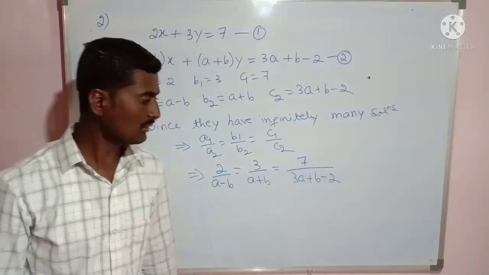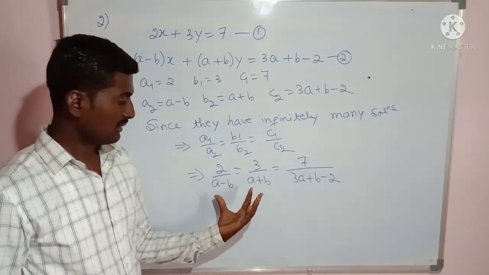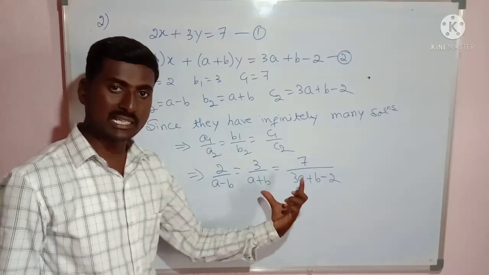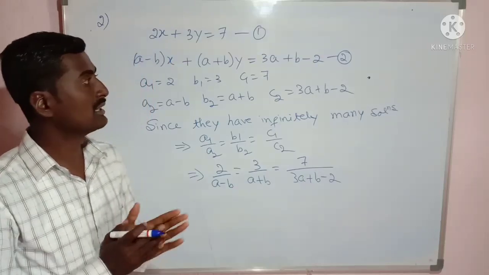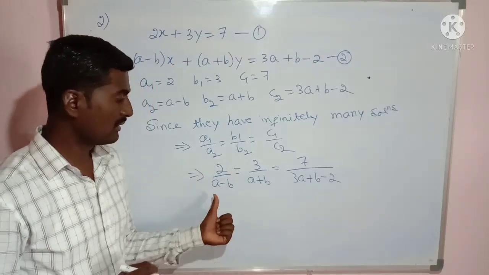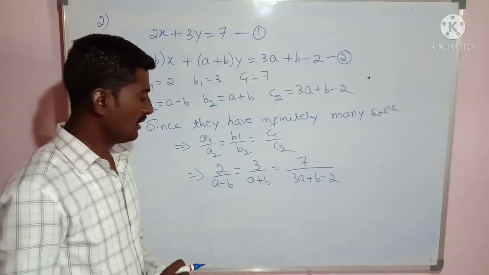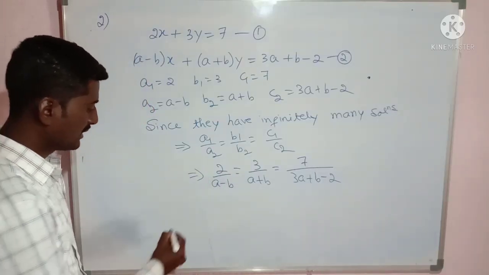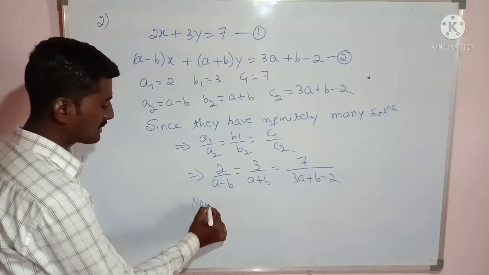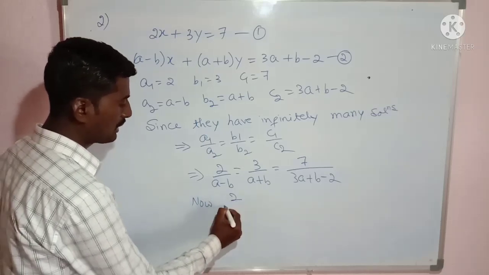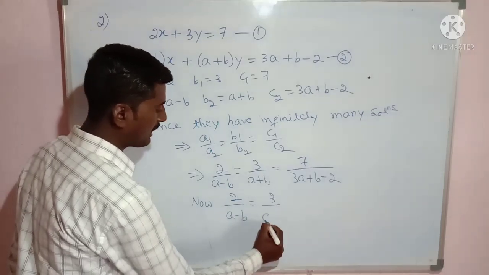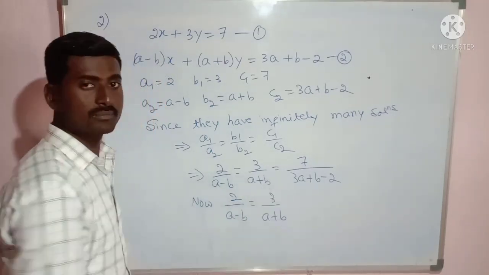Okay. Now here, three terms are equal to each other. By using these three equal terms, I have to find the values of a and b. Okay. We have to solve this. First, I will take the first two terms. That is, 2 divided by a minus b is equal to 3 divided by a plus b.